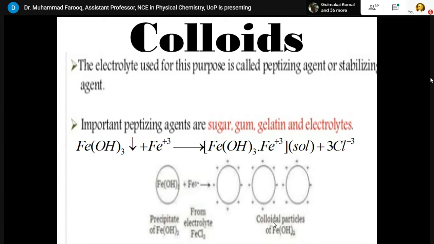If we put iron from FeCl3, you can see Fe3+, and Cl- is there, I wrote it already. So the iron ions are absorbed on the surface of the Fe(OH)3 particles, so they are converted into sol. After that, the largest particles of the suspension are converted into sol particles. Is this clear or not?